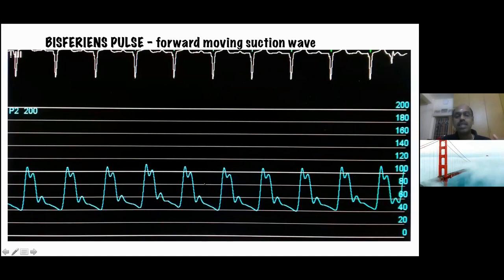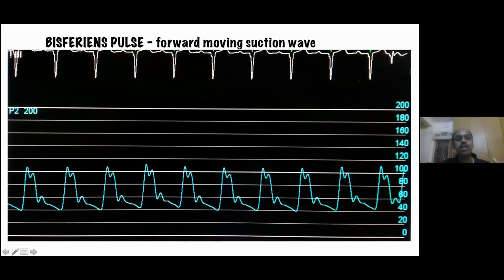Bisferiens pulse is otherwise called the double peaking pulse. The term bisferiens means double peaking, and this is two peaks happening in systole, characteristically seen in aortic regurgitation or combinations of aortic stenosis and aortic regurgitation, wherein a high left ventricular stroke volume results in a very high initial systolic pressure.